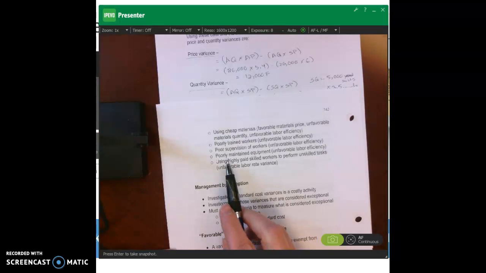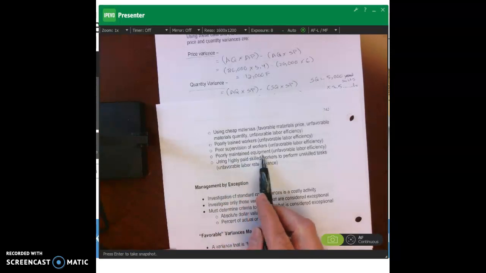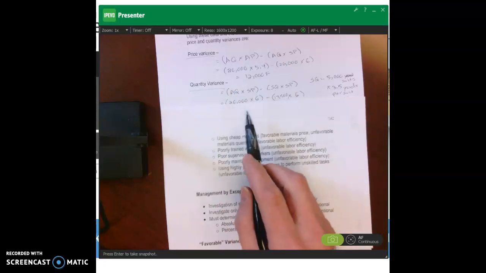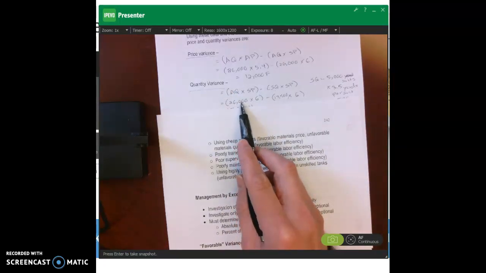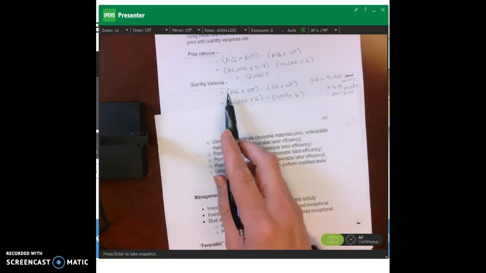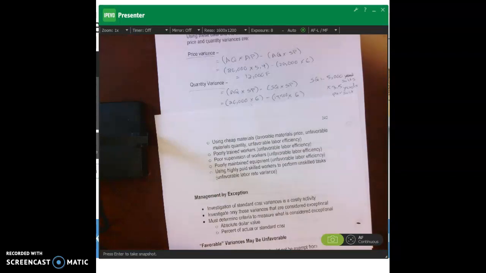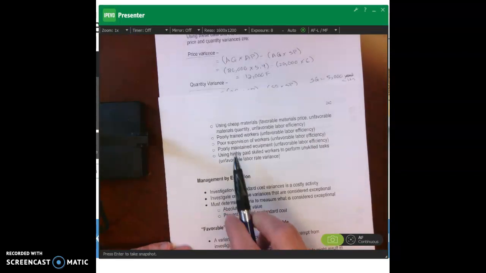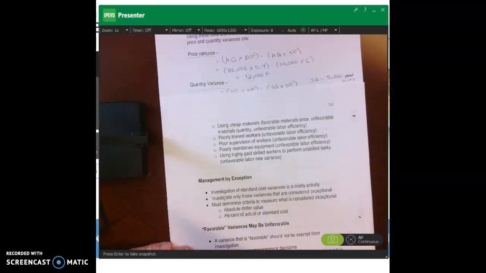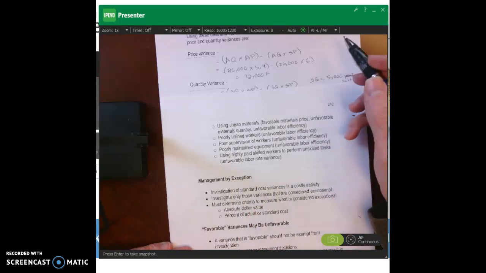Poorly maintained equipment means that the equipment isn't working very well. And that could mean that we're taking more hours to make those products than we should be, which results in an unfavorable labor efficiency variance. We could also be using highly paid skilled workers to perform unskilled tasks. Basically, we're overpaying, and then what would happen in that situation is we have an unfavorable labor rate variance.